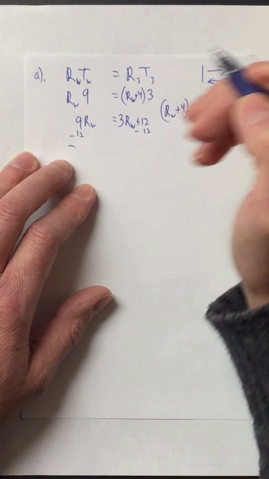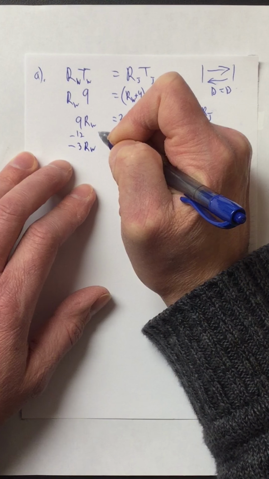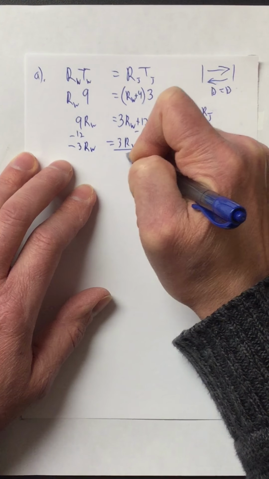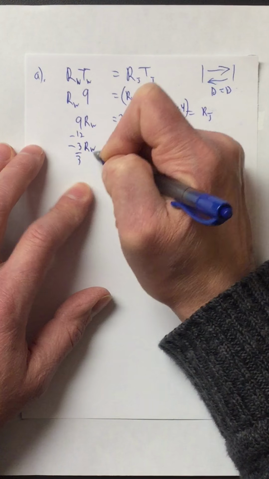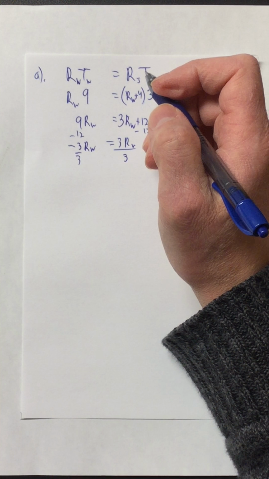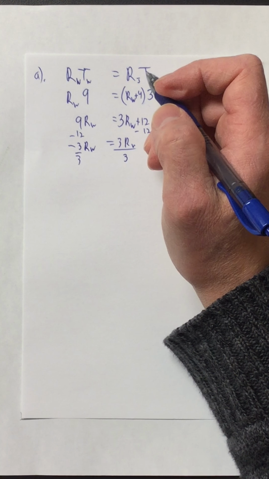Minus 12 gives me negative 3 rate of walking, and then equals 3W. Divide both sides by 3, divide both sides by 3. It looks like we get 1 for the rate of walking, and that is incorrect. I have a mistake in here somewhere.